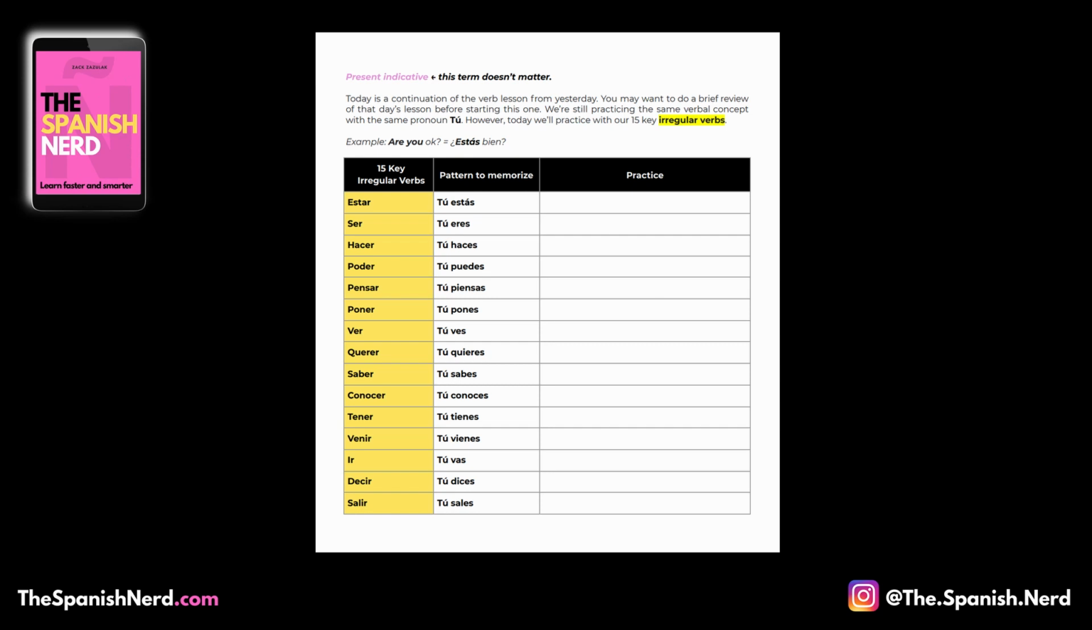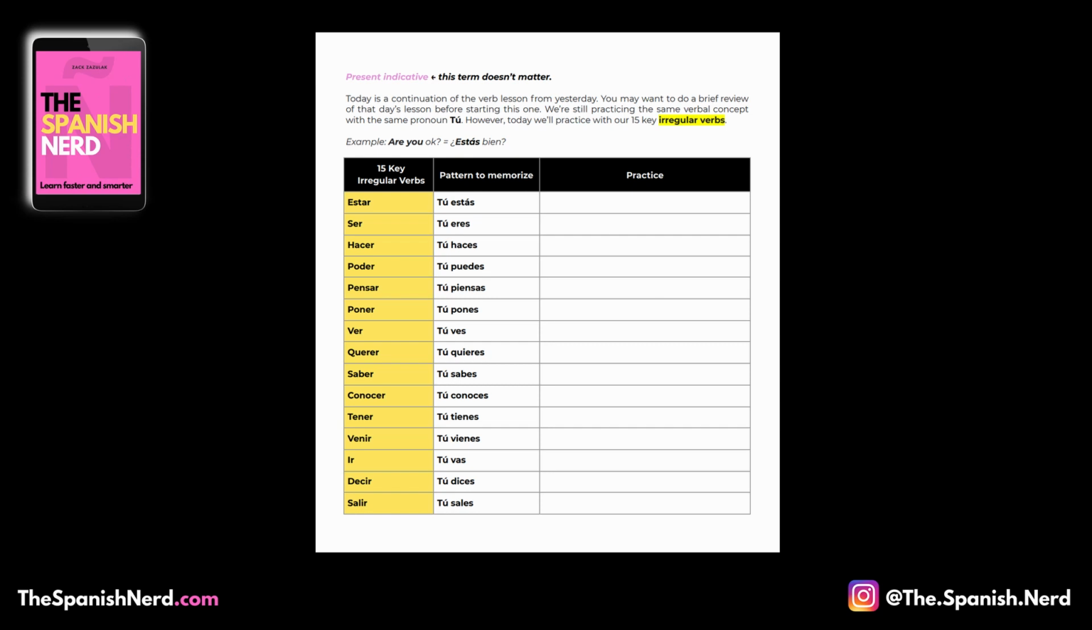What's the first thing we notice? The pink words that don't mean anything to us. No, they mean something, but we don't need to memorize them, okay? So we're still in the present, but we're going to be looking at irregular verbs today that correspond to tú. Let's go ahead and just read this together. What are we looking at for today?